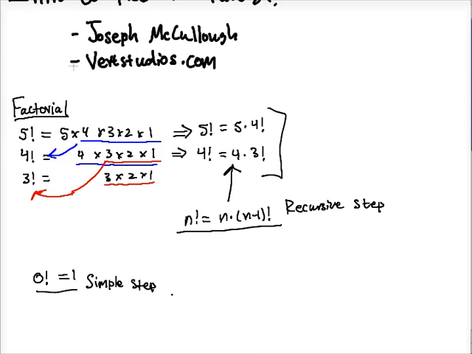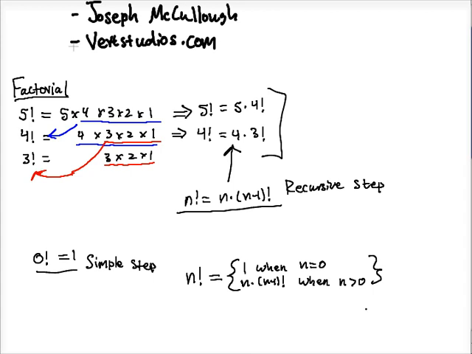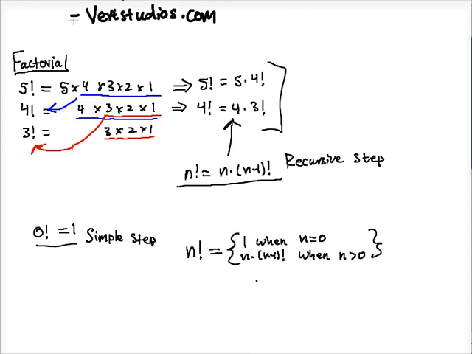Let's put this all together. N factorial equals 1 when n equals 0, and n times (n minus 1) factorial when n is greater than 0. And here we're assuming n is a whole number. And that covers factorial exactly.